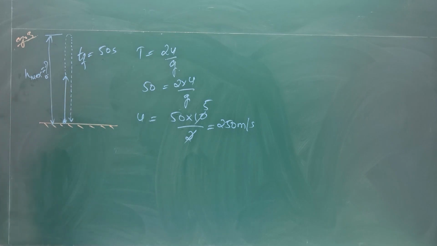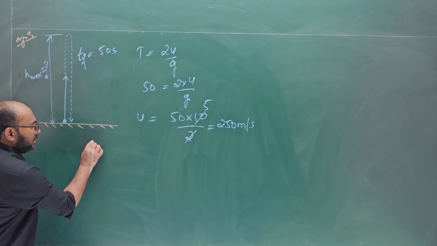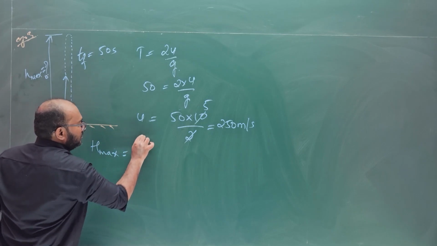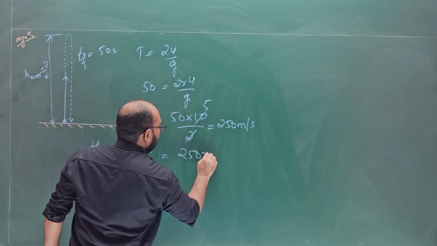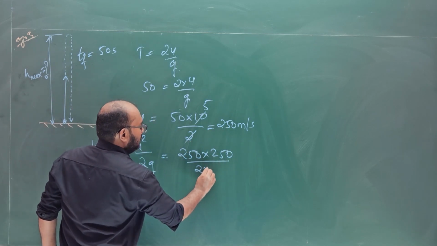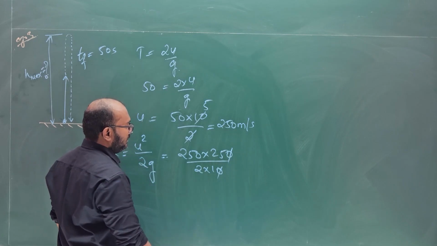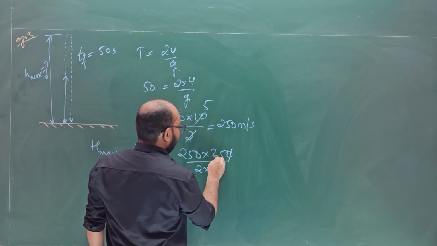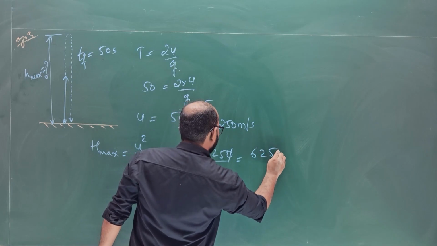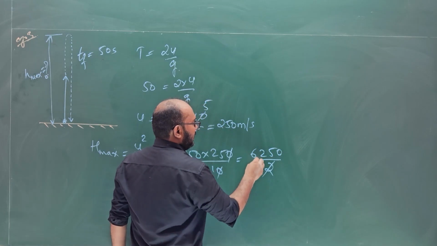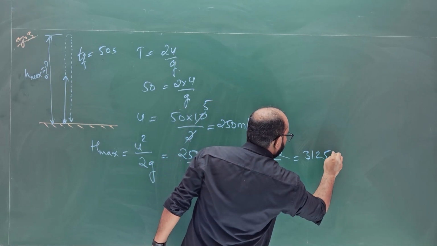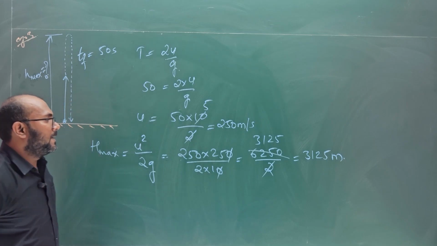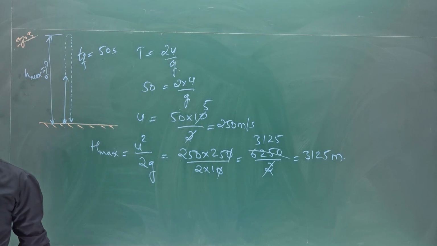How many of you got this initial velocity 250? Yes, very good. Okay, then next they ask you the Hmax. So Hmax equation is what? U square upon 2g, where u is 250. 250 into 250 upon 2 into 10, that is 62500 upon 20, and calculating this, 3125. Yes, very good. Those who got 3125 meters, excellent. Okay, write down. Those who haven't got the answer, write down.